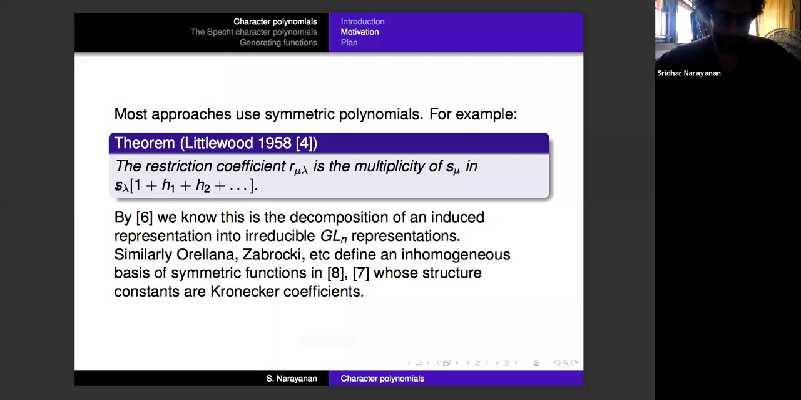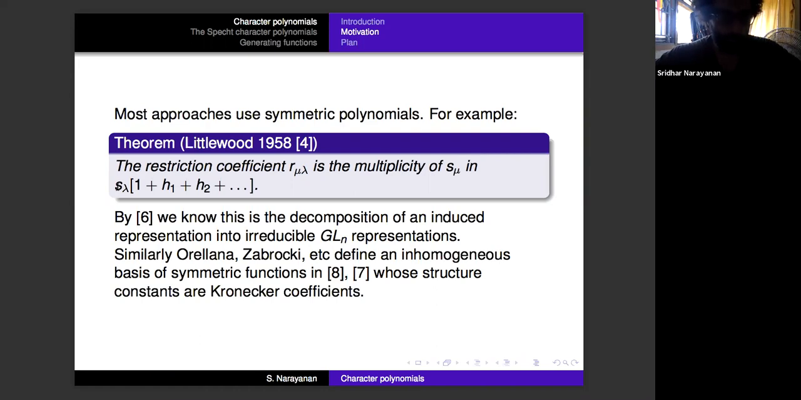Similar approaches exist for the Kronecker problem, where Narayanan and Zabrocki, etc., define a new basis for symmetric functions, which play the role of enumerating S_N characters. Their structure constants are given by the reduced Kronecker coefficients, that is, the stable value of Kronecker coefficients, and the change of basis from the Schur functions is given by the restriction coefficients.